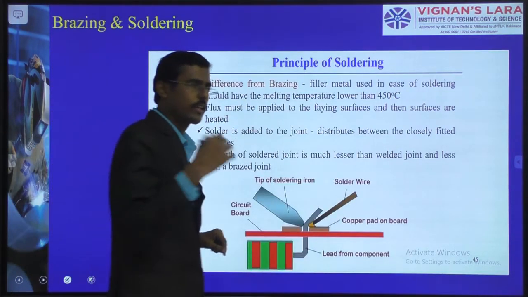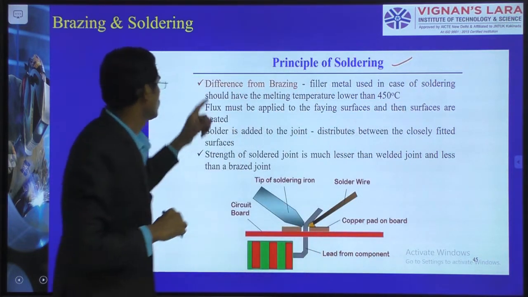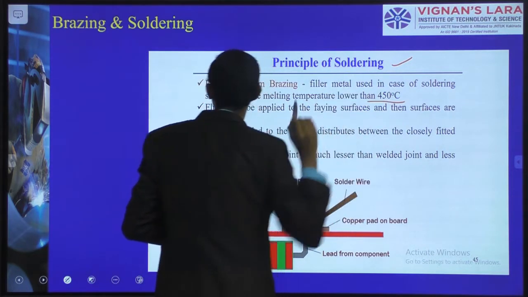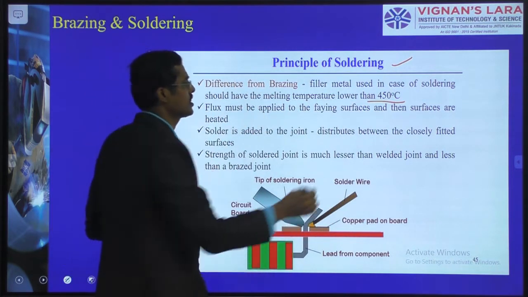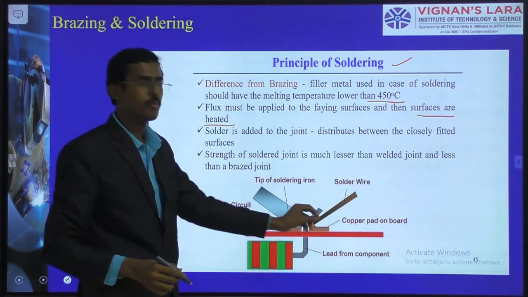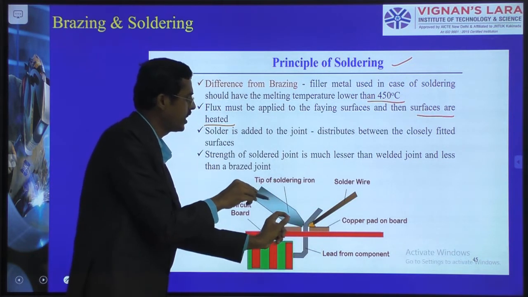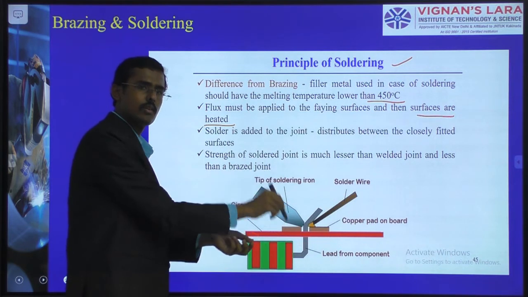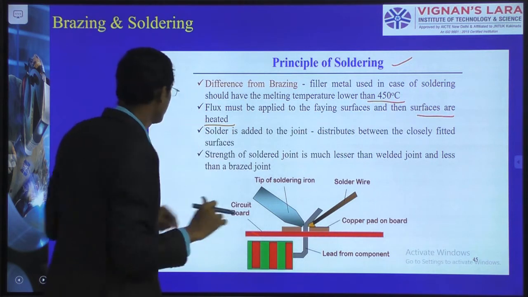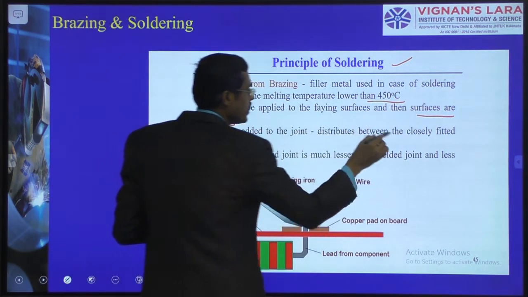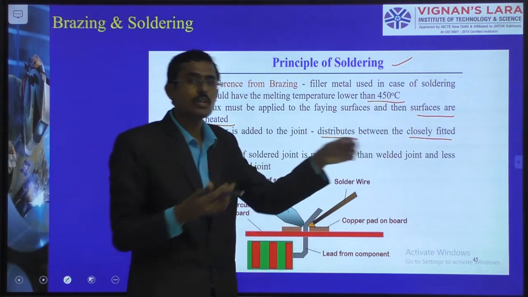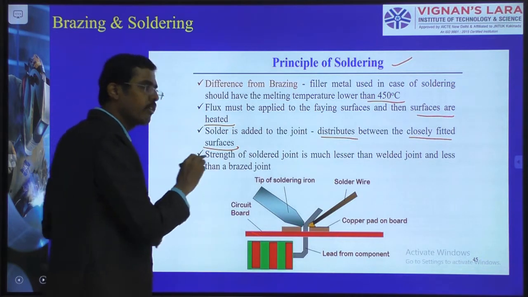So the principle of soldering, we enter into number 1, soldering and brazing. The filler material used in soldering should have a melting temperature lower than 450. Flux must be applied to the faying surfaces and then the surfaces are heated. First we keep the plate where the filler material has to be placed. The filler material comes near and we heat it with the flame, and the filler material melts, drops down by capillary action, and fills the gap. Solder is added to the joint and distributes between the closely fitted surfaces, and it solidifies.